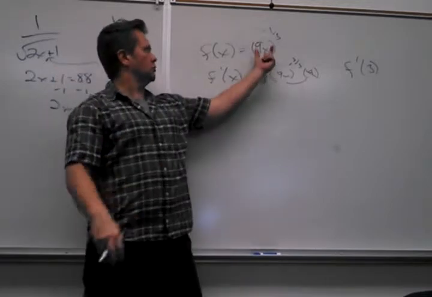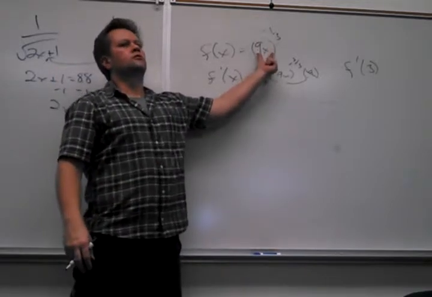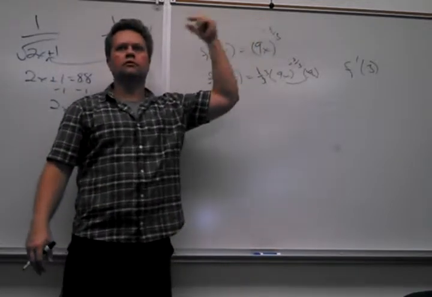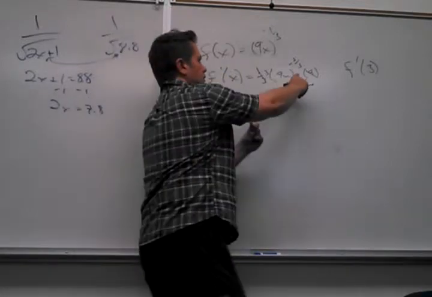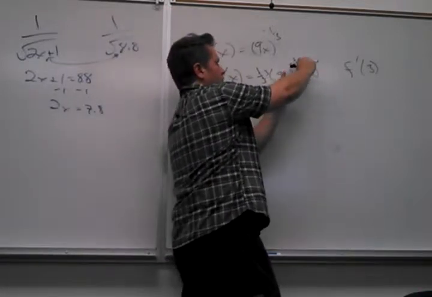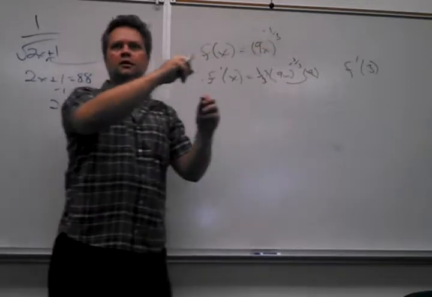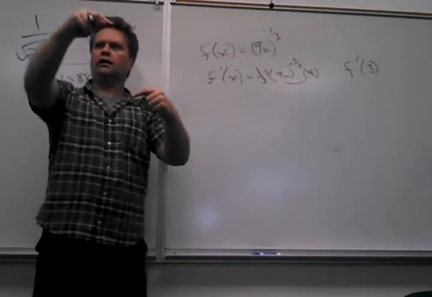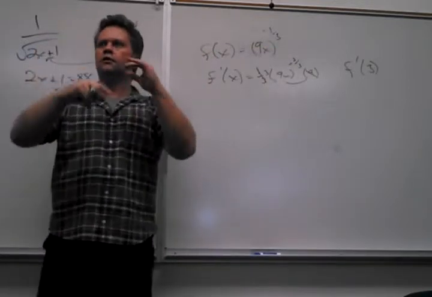And just realize, of course, when you plug a 3 in, what do you get? 27 to the 1/3 is 3. And then this is 3 to the -2, right? And then you're going to get 3 to the -5th, and you're going to get 3 to the -8.